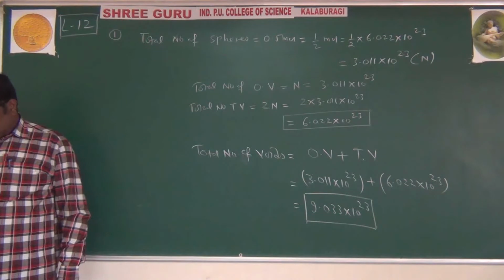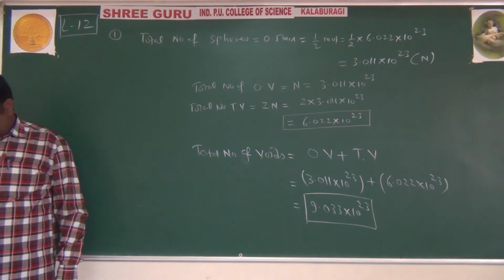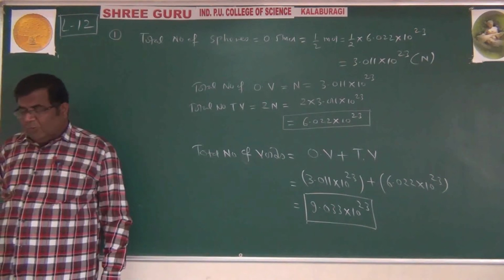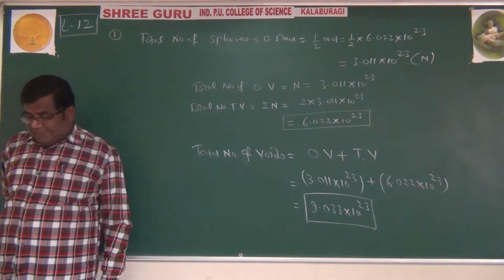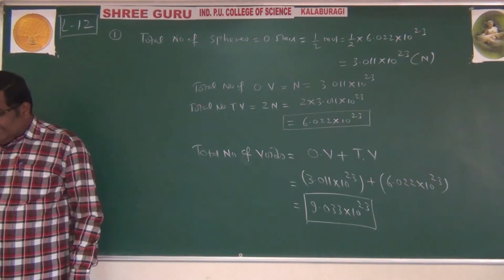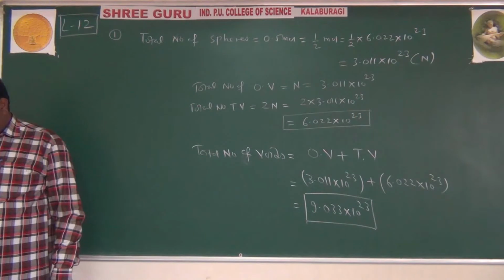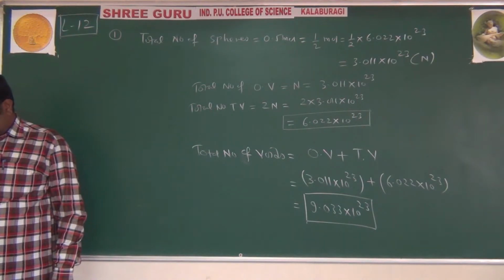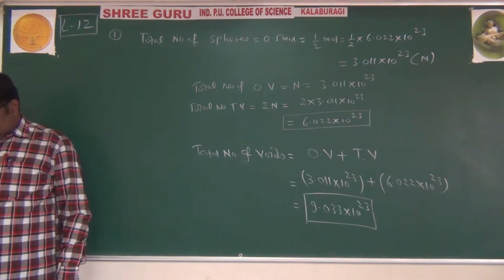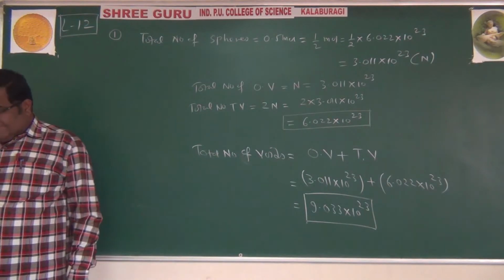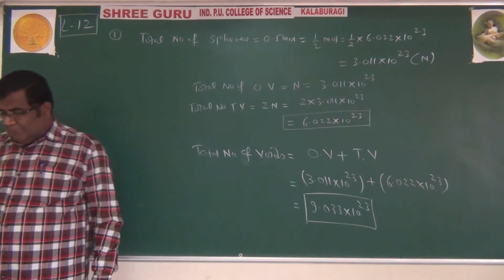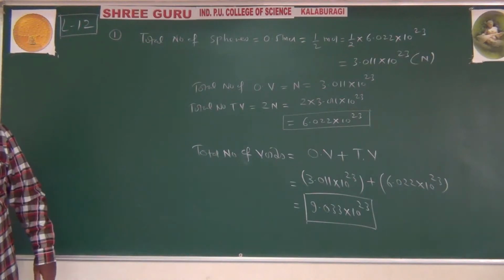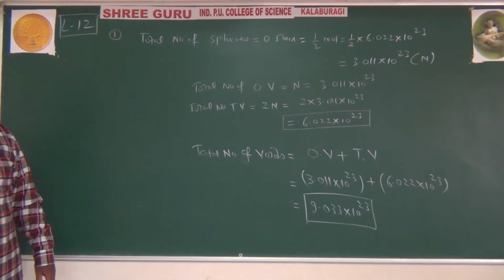Question number 18. Aluminium crystallizes in cubic close packed structure, which is like FCC. They have given the metallic radius and they ask what is the length of the side of the unit cell, means they ask a. And how many unit cells are present in 1 cubic centimeter of aluminium? So question number 18 I am solving now.